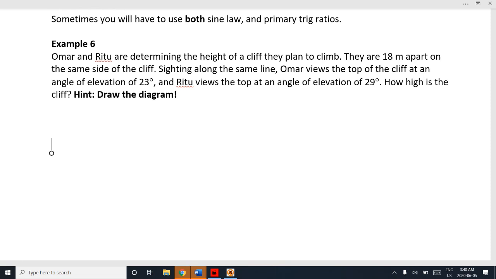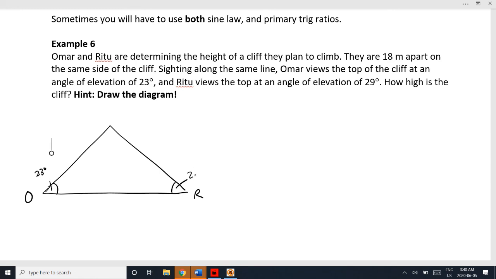Hint, draw a diagram. Okay, so let's draw a diagram of this situation here. We have our triangle like this. We have Ritu on one side and Omar on the other, and they're both looking up at this cliff at different angles of elevation. Omar is looking at 23 degrees, and Ritu is looking at it at 29 degrees. And we know that they're 18 meters apart. We want to figure out how tall this cliff is, this distance here to here.